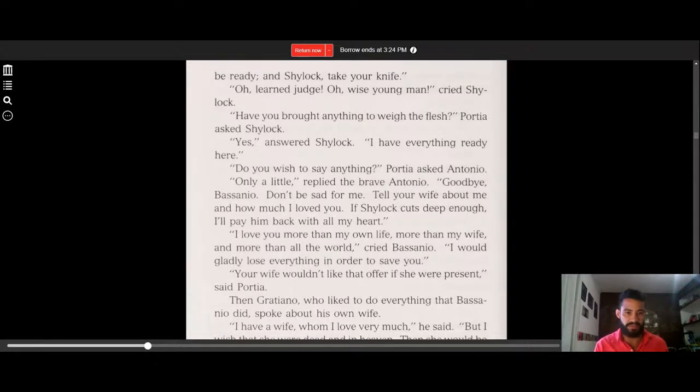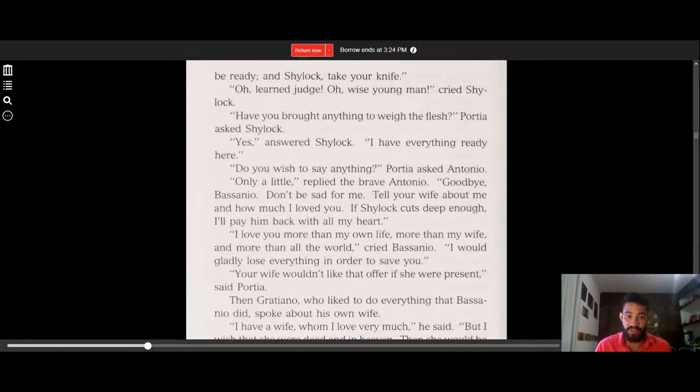"Goodbye, Bassanio. Don't be sad for me. Tell your wife about me and how much I love you. If Shylock cuts deep enough, I'll pay him back with all my heart." "I love you more than my own life, more than my wife, and more than all of the world," cried Bassanio. "I would gladly lose everything in order to save you." "Your wife wouldn't like that offer if she were present," said Portia.